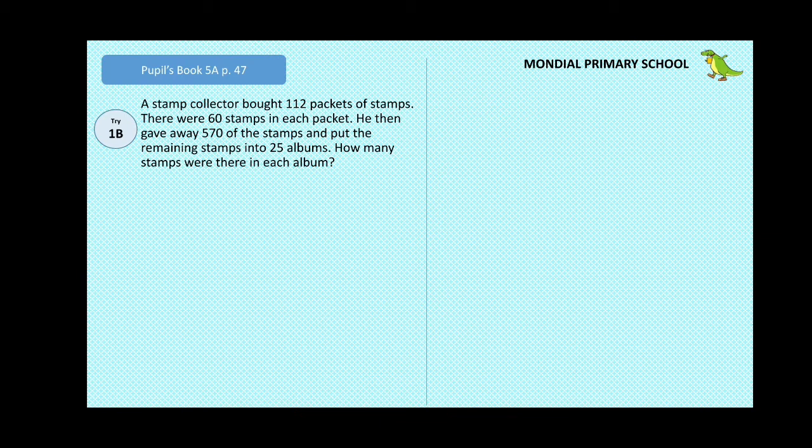Okay, what keywords have you gathered from the problem? Nice! Underline or highlight them. A stamp collector bought 112 packets of stamps. There were 60 stamps in each packet. He then gave away 570 of the stamps and then put the remaining stamps into 25 albums. What do we need to find? We need to find how many stamps were there in each album.